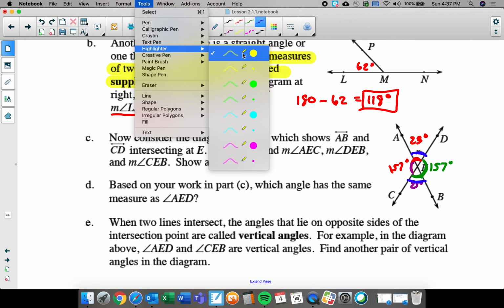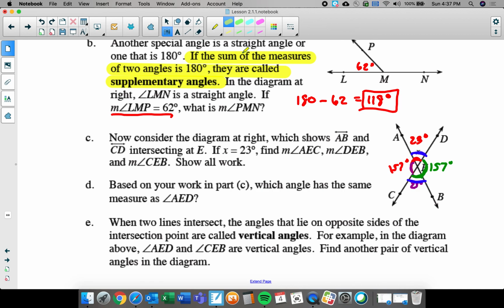What they are called is, if you take a look at the next one, when two lines intersect, the angles that lie on opposite sides of the intersection point are called vertical angles, okay? So for example, those two angles that are 23 degrees, those are vertical angles. The two angles that are 157 degrees in that picture, those are also vertical angles, okay? So those are the three different types of angles that we're going to take a look at. Complementary angles add to 90, supplementary are two angles that add to 180, and vertical angles are equal and are right across from each other when you look at two lines of intersection.